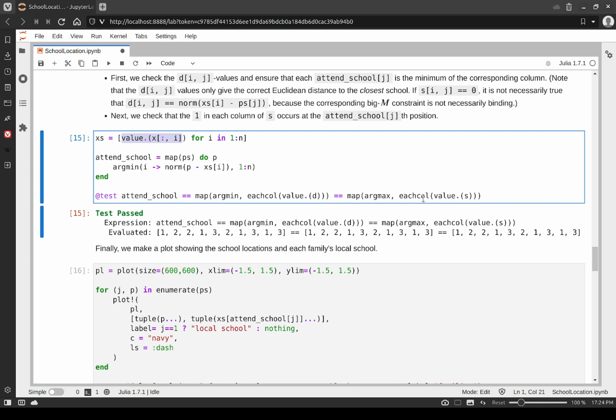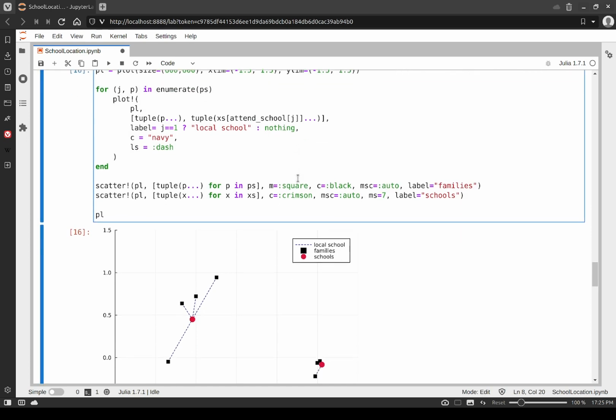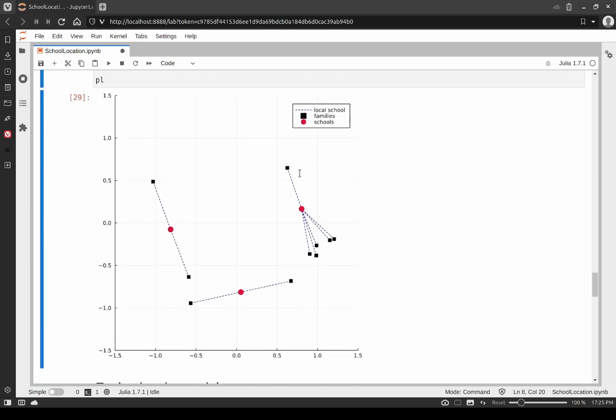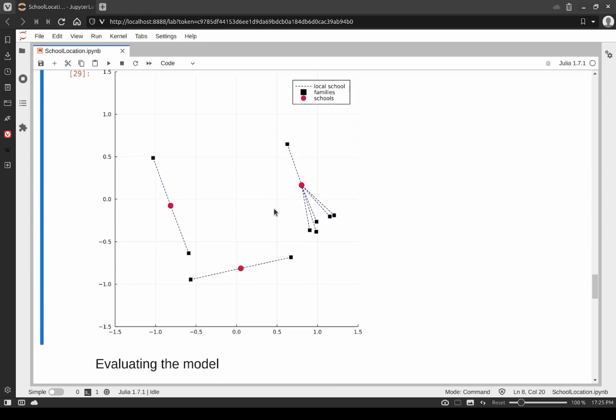And then I make sure that that agrees with the value of the S variable in our model, as well as that it agrees with the shortest distances as recorded in the D variable. So this is a bit of a sanity check to make sure that we encoded our model correctly. And finally, we can go ahead and plot those original points alongside the optimal solution, and we'll see exactly how it sorted things out.